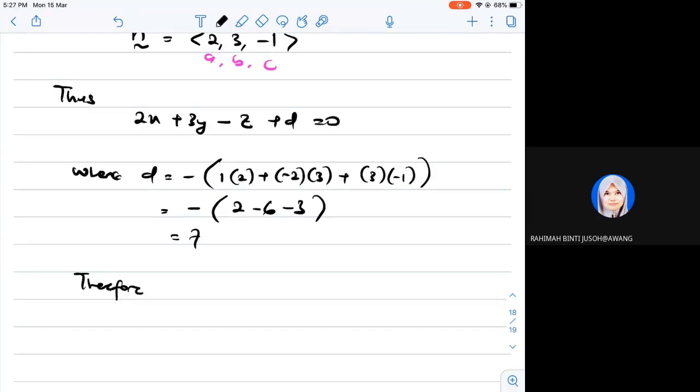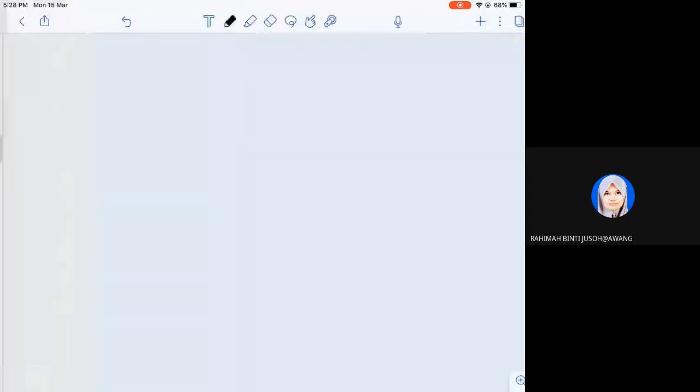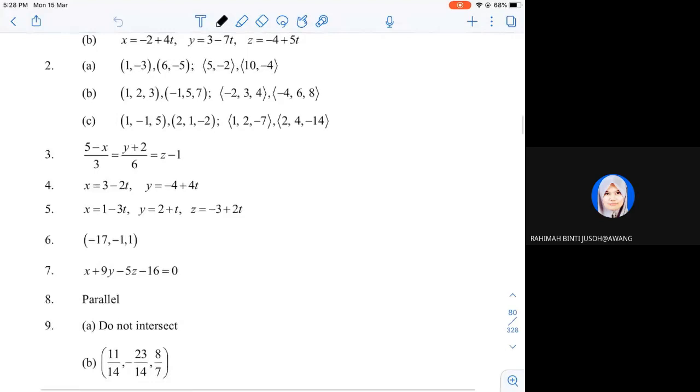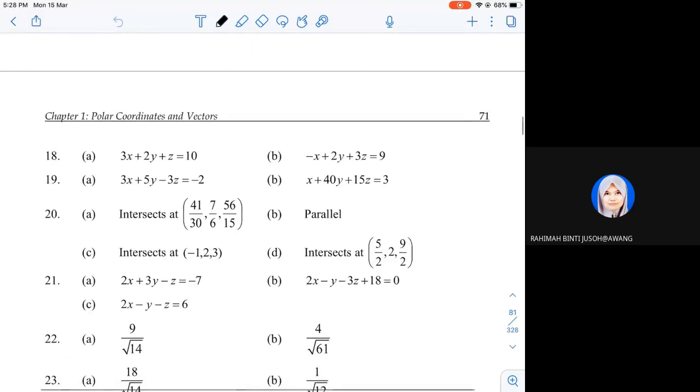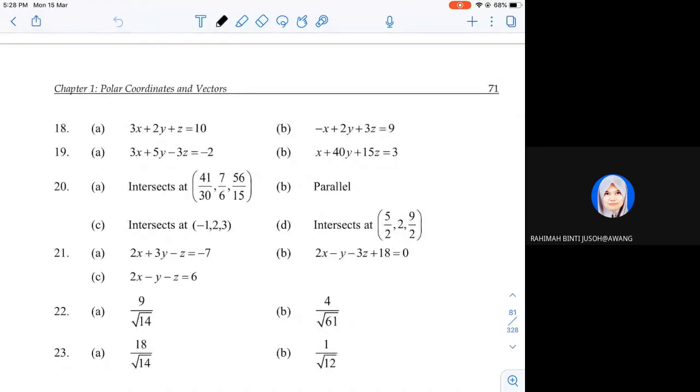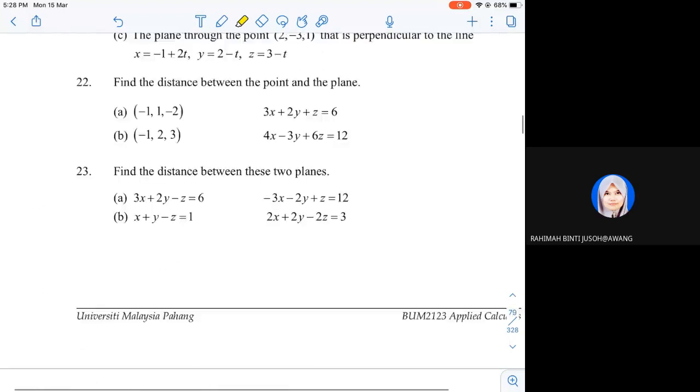Therefore, the equation of plane is 2x plus 3y minus z plus 7 equals to 0. Betul tak? 21E. Betul tu, sama lah. Ni cuma dipindahkan, sama je. This just the same. Cuma dipindah 7 tu ke sebelah kanan, so jadi negative 7. Okay, jom kita tengok soalan question number 21B.